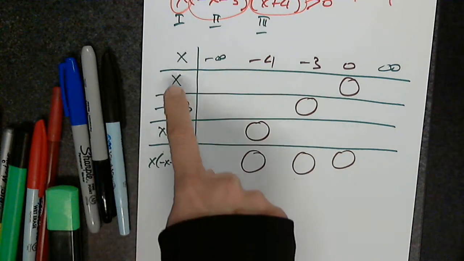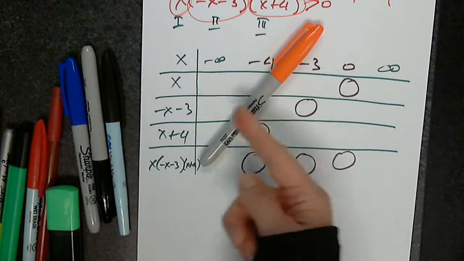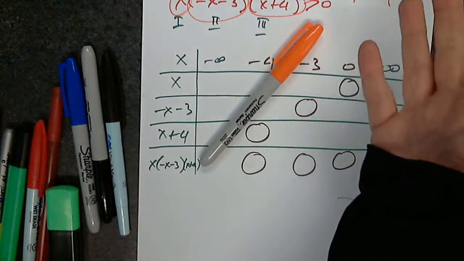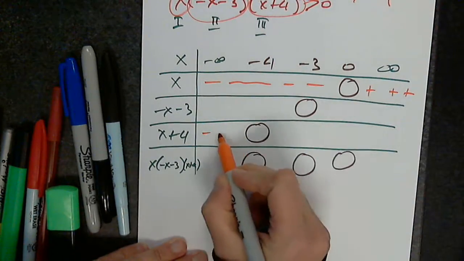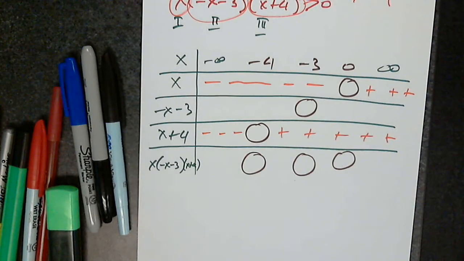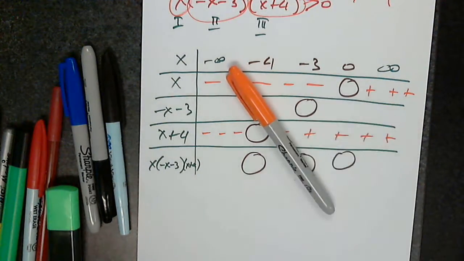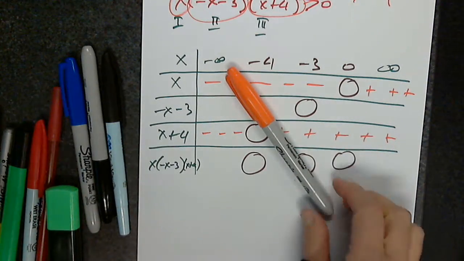These two are linear functions with positive slope. They look like this. They come from negative, cross the x-axis somewhere and then go positive. So that's negative and then positive, negative and then positive. However, the middle one has a linear function with a negative slope, so it looks like this. So it's positive, it crosses the x-axis, and it goes negative.